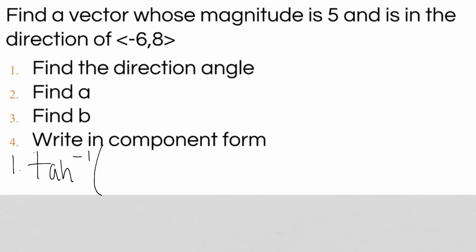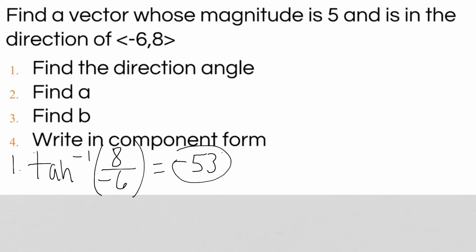All right, so we're doing inverse tangent. Again, your b is 8, your a is -6. Put this in the calculator and see what you get. You get -53 degrees. This is our angle that we will be using.